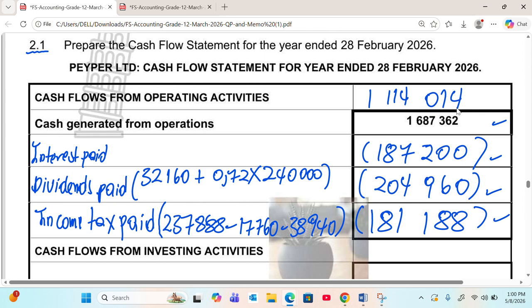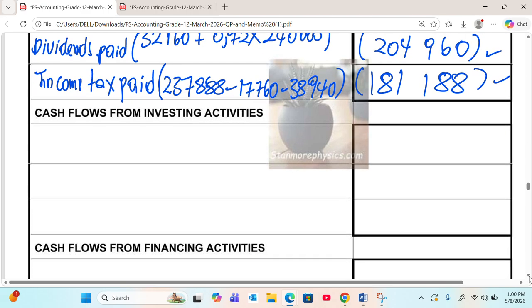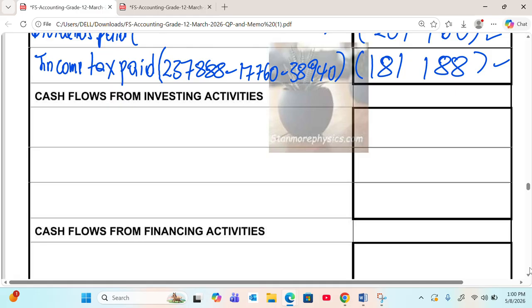1,114,014. All right. This is for... Then we move to the second part, the cash flows from investing activities. Remember I said from investing activities what we record? The movement of fixed assets.